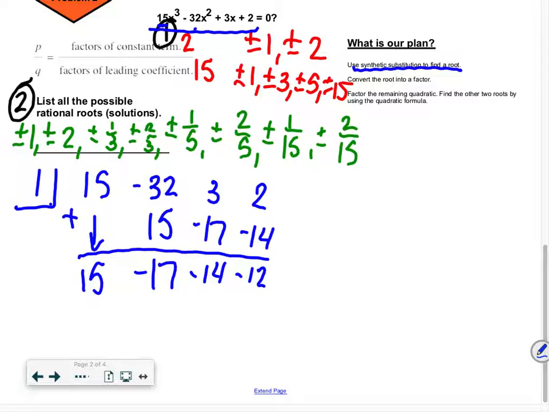What's my remainder? Negative 12. If I have a remainder, do I have a root? Is that number a root? No. What number would I have to have as a remainder? Our remainder would have to be 0 in order for it to be a root. So I say 1 is not a root.